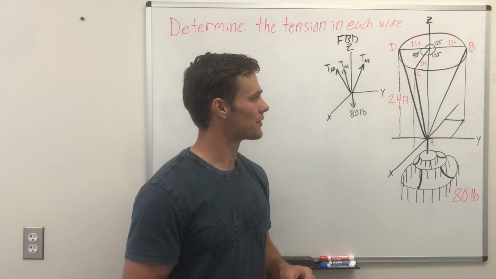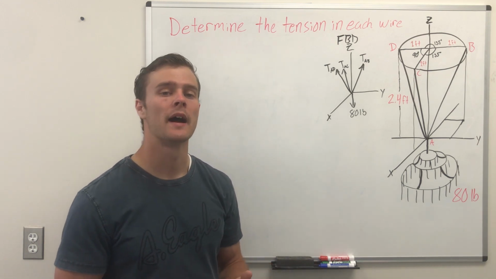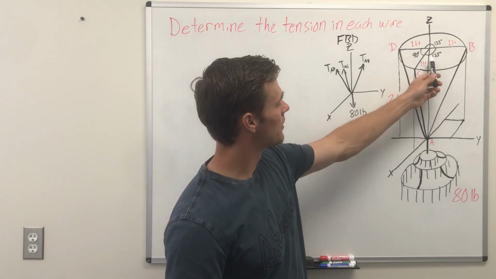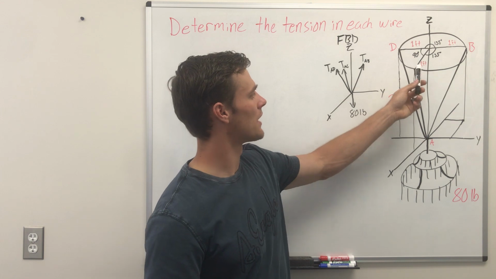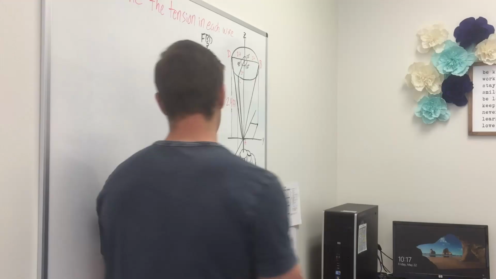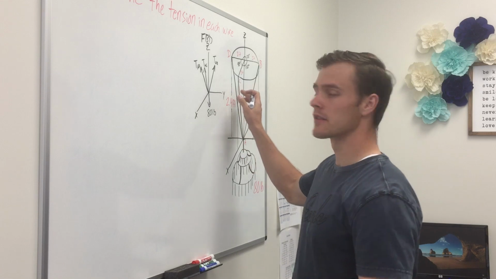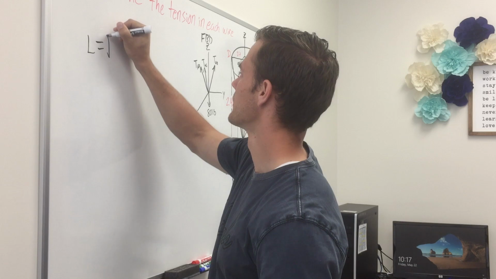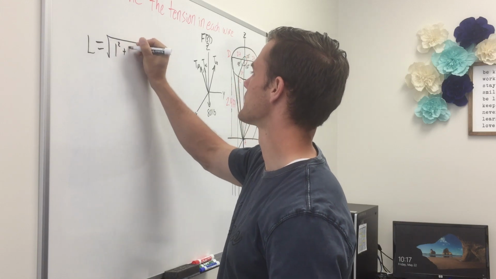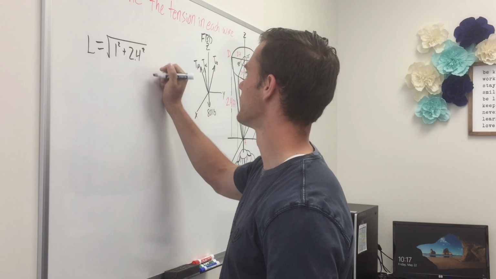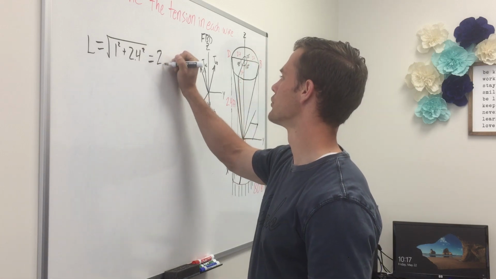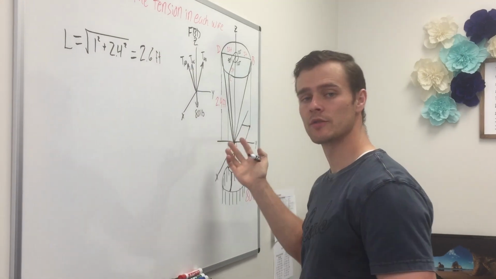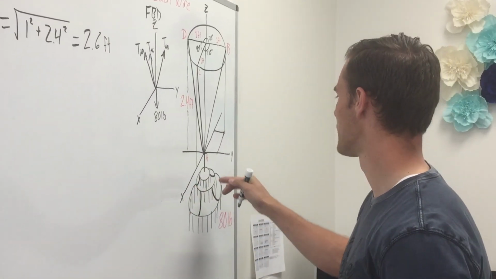So the first thing we're going to do is find the length in each cable, and we can do that by using the Pythagorean theorem, because we're given this side of the triangle, which is 2.4 feet, and this side of the triangle, which is 1 foot. So we can write that as the length of the cable, we'll call that L, equals the square root of 1 squared plus 2.4 squared, and you get that that equals 2.6 feet. So each one of these wires is 2.6 feet, a little over 2.5 feet.